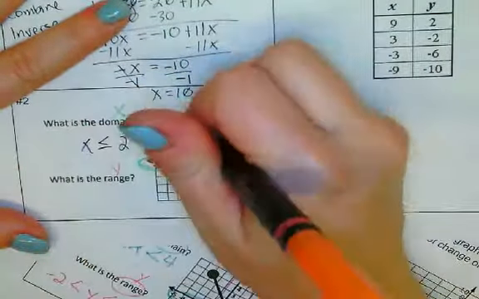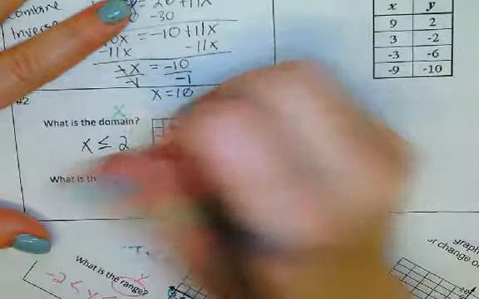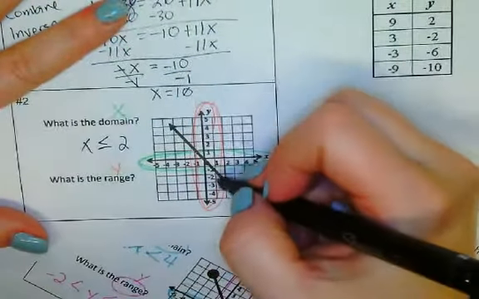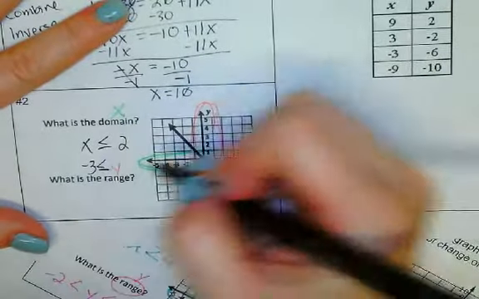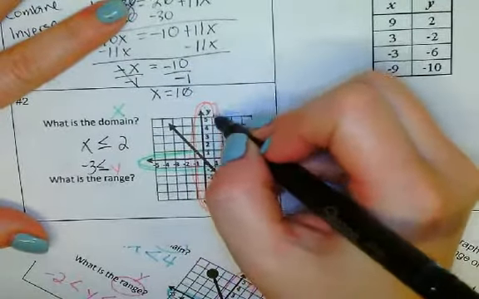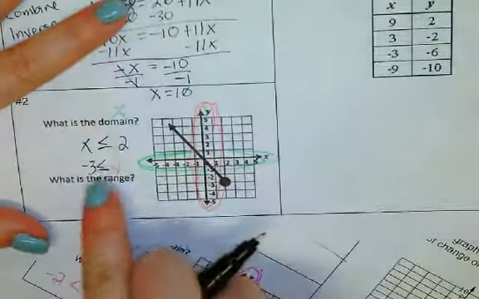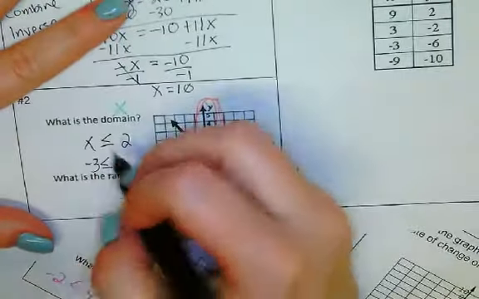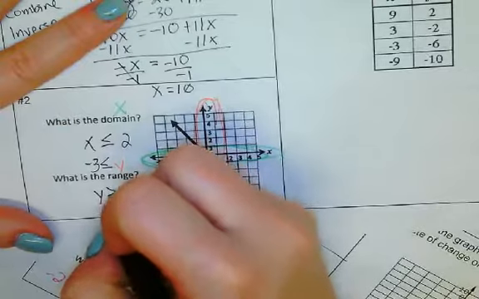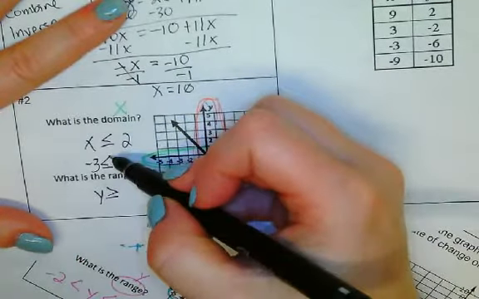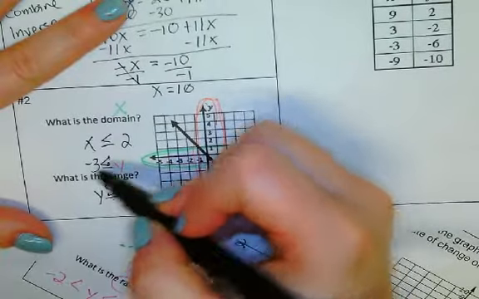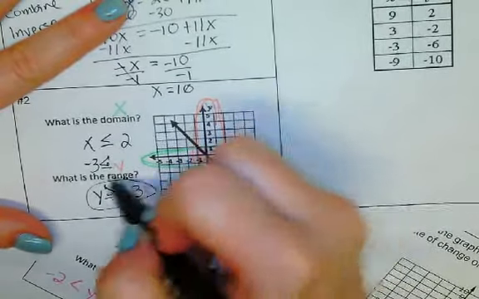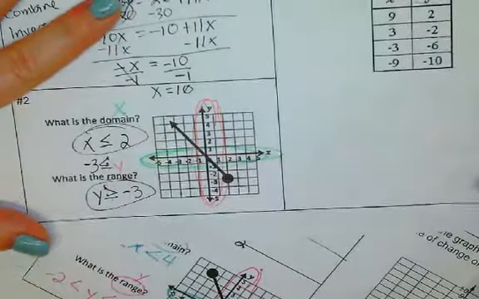For my range, make sure you're looking at the y-axis. Go to the bottom, so you're least to greatest. It's at negative 3, and it is equal to. There's nothing up here, so I'm going to leave this side blank. If I want to turn this around, I can. So it would be y's are greater than, because I'm reading it backwards, y's are greater than or equal to negative 3. So that's my range, that's my domain.